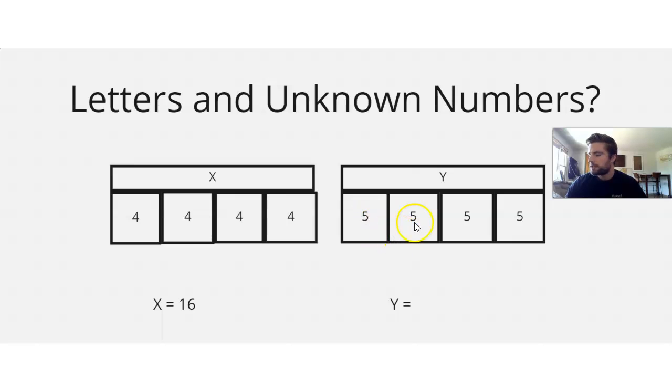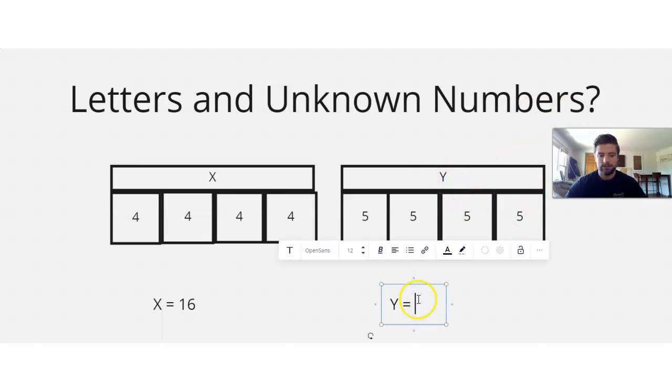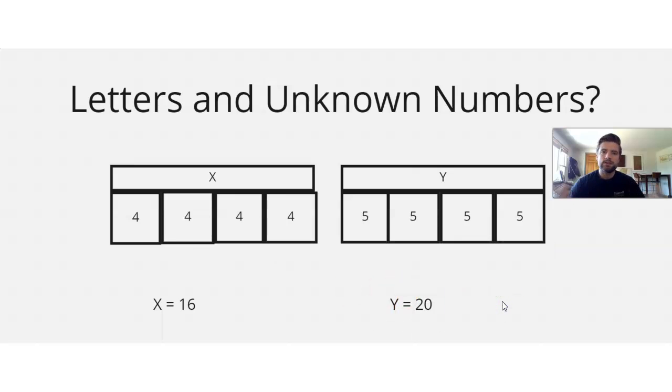5 plus 5 plus 5 plus 5. 4 5s. We can also skip count by 5s, probably easier than we can skip count by 4s. So let's try it. 5, 10, 15, 20. So this y means 20. So these are just two examples of how we can use a letter to represent an unknown number and then find out what that letter actually equals.